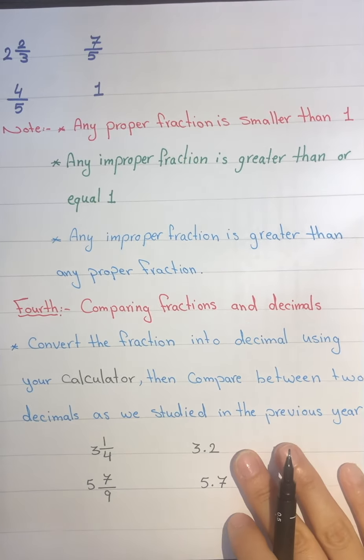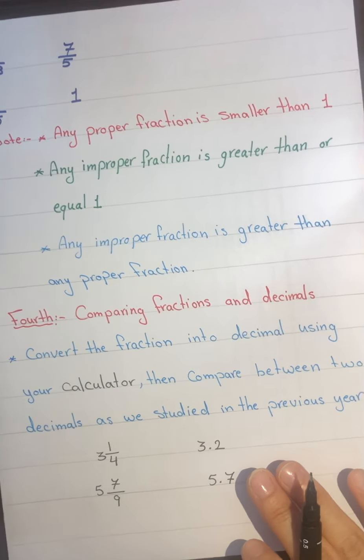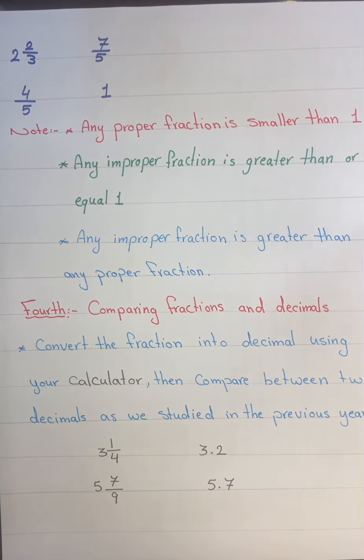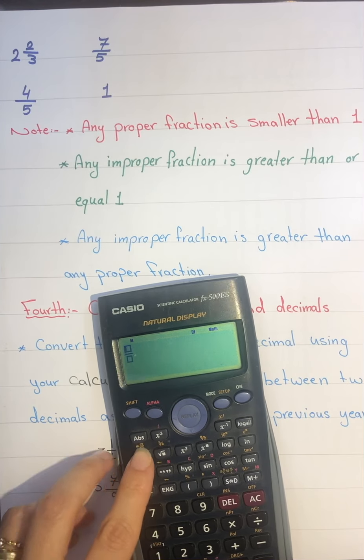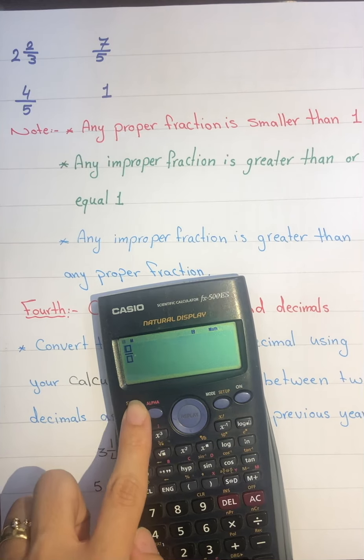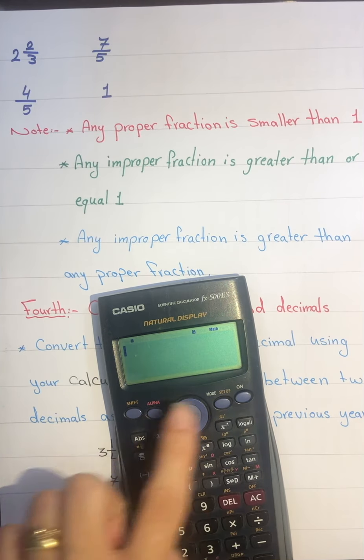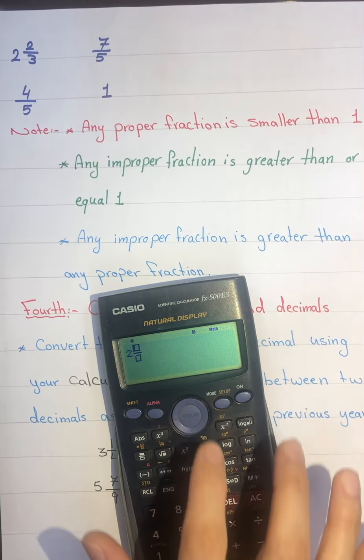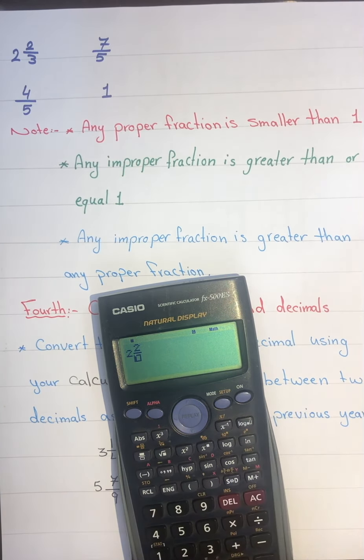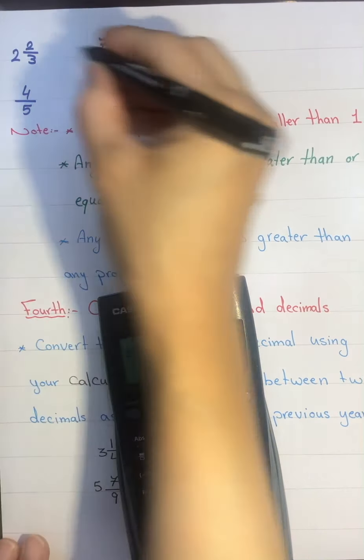Also here, we have a mixed number. How to use it on the calculator? We put shift fraction. If I want to write a mixed number, write 2, move the arrow up, write 2, come down, write 3. After that equals SD 2.666.